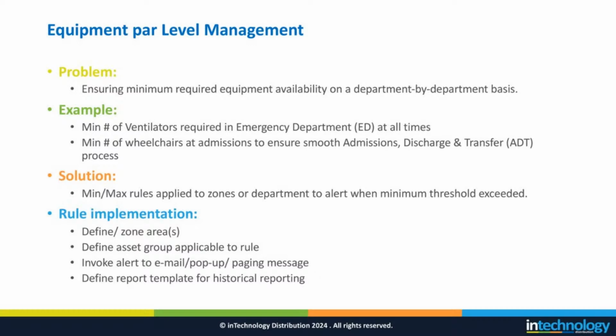So a rule in an RTLS system would be: define the area, define the asset group, allocate that asset group to those rules, and then invoke a pop-up message, a page message, an email, whatever it may be, to go and fulfill that par level requirement. And you can also set up defined reports that show you historically what those par levels look like within your organization.